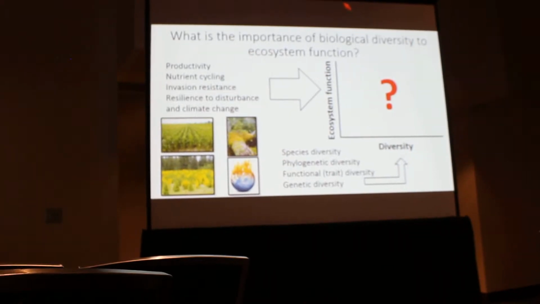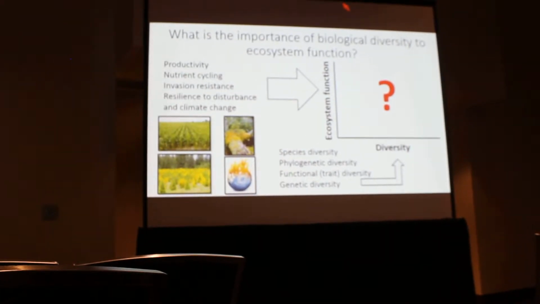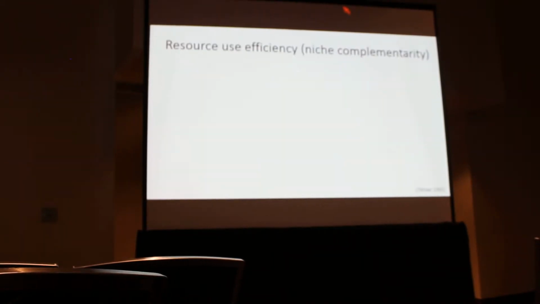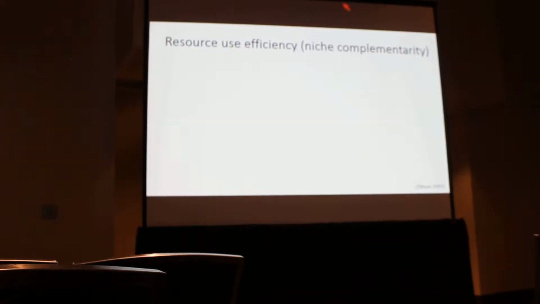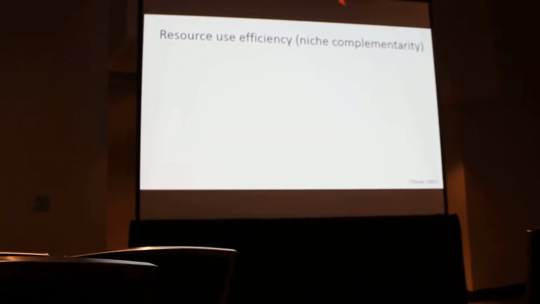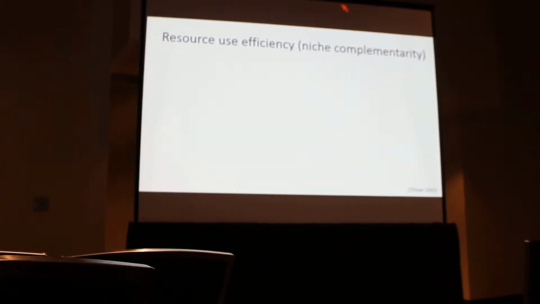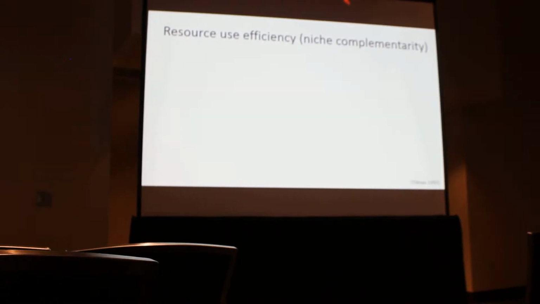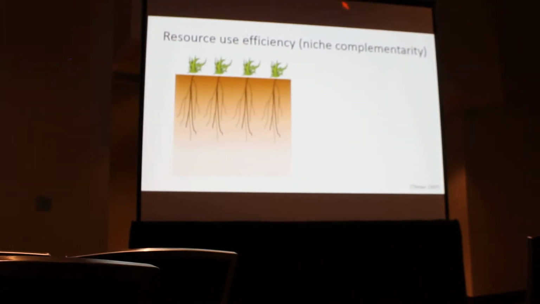So there's a huge body of literature in both ecology and evolutionary research trying to figure out the relationship between diversity and ecosystem function. And so ecologists have come up with many different hypothesized theories for explaining why there might be a positive relationship between diversity and ecosystem function. One of them is niche complementarity, or resource use efficiency, proposed by Tilman and others.